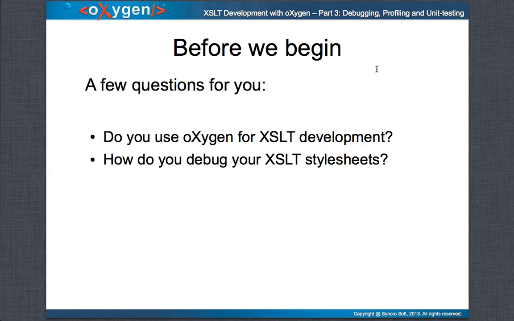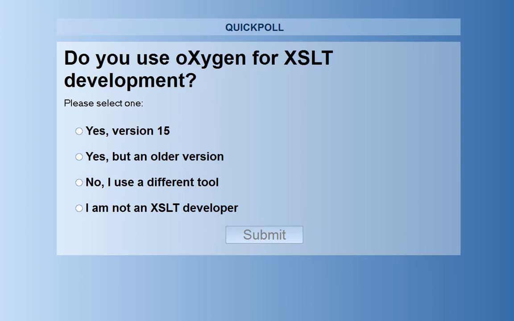Before we begin, we have a couple of questions for you. The first question is whether you use oXygen for XSLT development. The possible answers are: yes, version 15; yes, but an older version; no, I use a different tool; and the last option is I'm not an XSLT developer. We'll leave this open for a few more seconds, so you all get a chance to cast your vote. I think we can close this now.